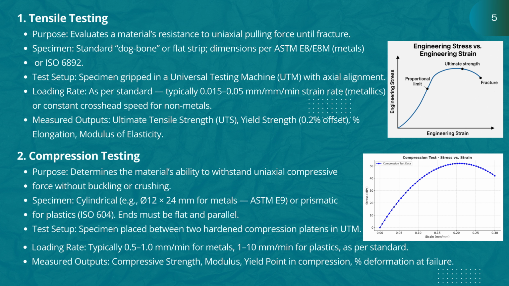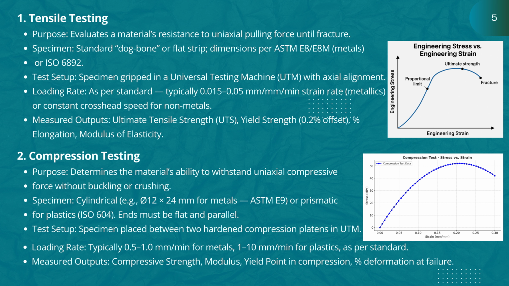Next, we have compression testing. Here, instead of pulling, we apply a uniaxial compressive force to see how the material withstands crushing or buckling. The specimen is usually cylindrical or prismatic, with ends that are flat and parallel to ensure even loading. In the test setup, we place the specimen between two hardened compression platens inside the universal testing machine. The loading rate varies. For metals, it's typically 0.5 to 1 mm per minute, and for plastics it can go up to 10 mm per minute based on standards.